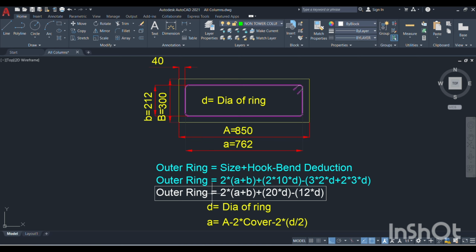Then if you simplify this formula, the outer ring is equal to 2 into (a plus b) plus 2 into 10D, meaning 20D, minus 3 into 2D plus 2 into 3D, which means 6D here and 6D here, total 12D. That is equal to 20D minus 12D. So this is the outer ring formula.